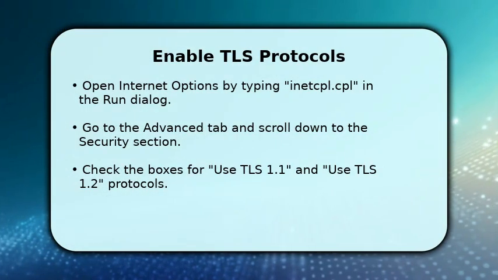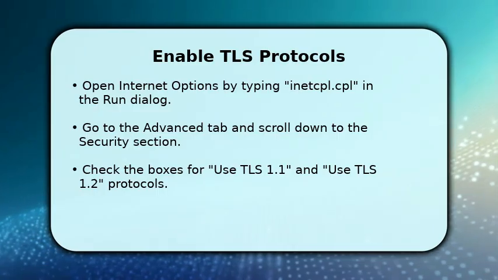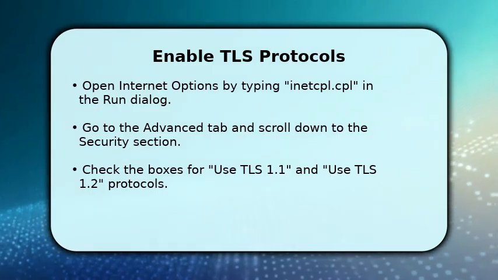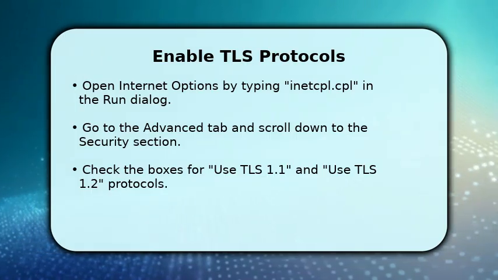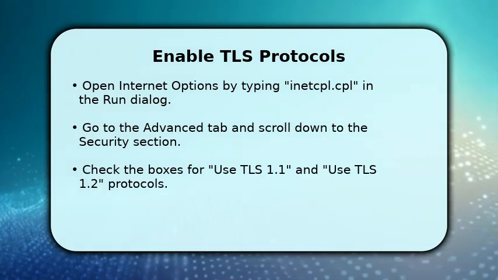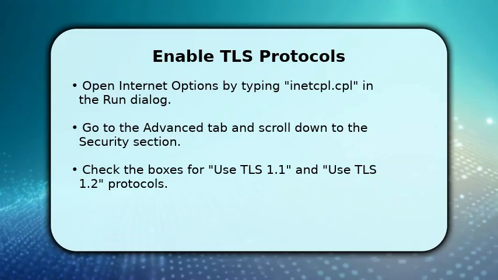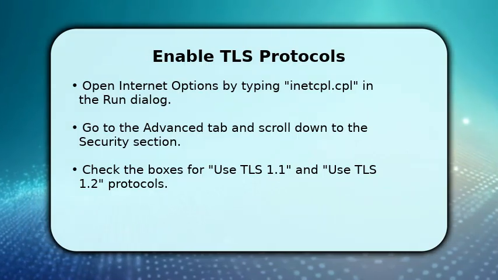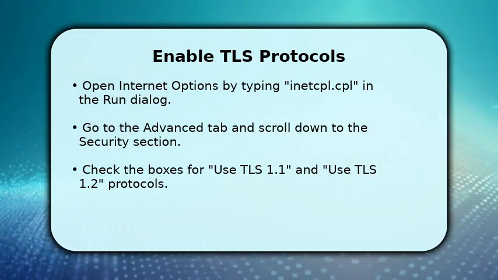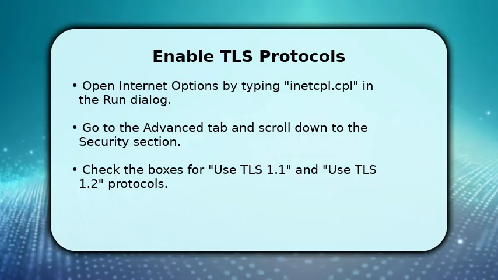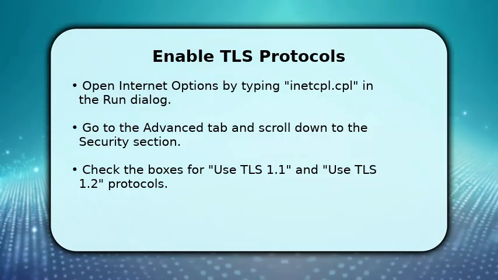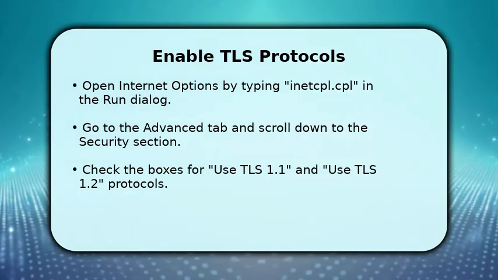Next, we need to enable crucial security protocols. This error often occurs because older Windows versions might have TLS 1.1 and TLS 1.2 disabled by default. These protocols are vital for establishing secure communication with Microsoft servers. By enabling them, you allow your system to properly verify security certificates and connect without issues, which is a common fix for this specific error code.